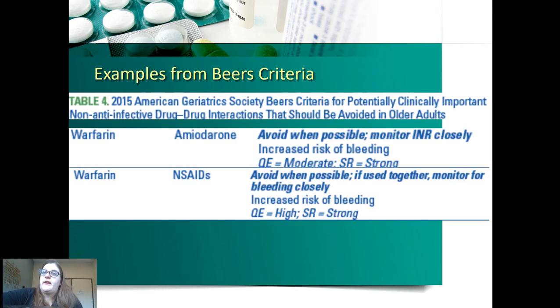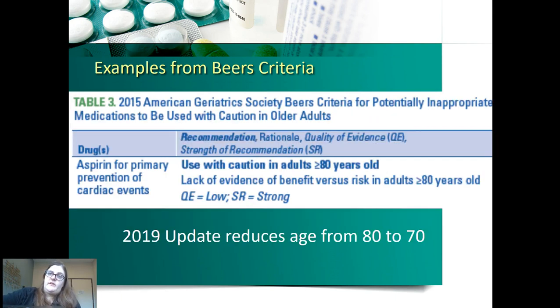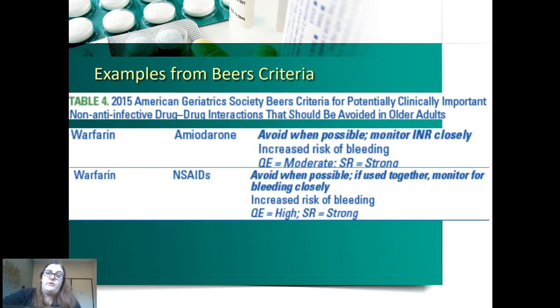These are drug-drug interactions to try to avoid. So you'll probably see a lot of people that are on amiodarone and warfarin. Overall, we really want to try to avoid any NSAIDs with warfarin. And kind of going back to this previous thing about reducing the use of aspirin in those older than 70, we also try to reduce the use of aspirin with warfarin in older adults unless they have a really compelling indication.